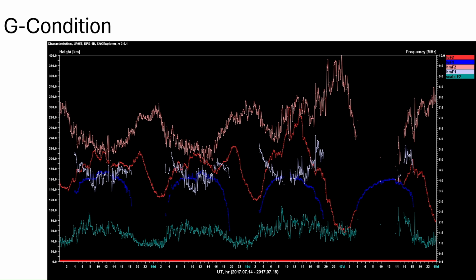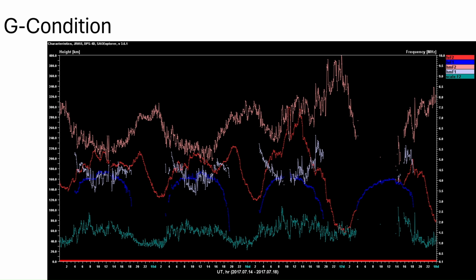So as the storm progresses, you get upwelling of molecular neutrals that decreases the foF2 to the point where it's ephemeral, above the F1 peak, and cannot be seen by the ionosonde. And so you go from having an foF2 to only having an foF1. It recedes behind the F1 layer.